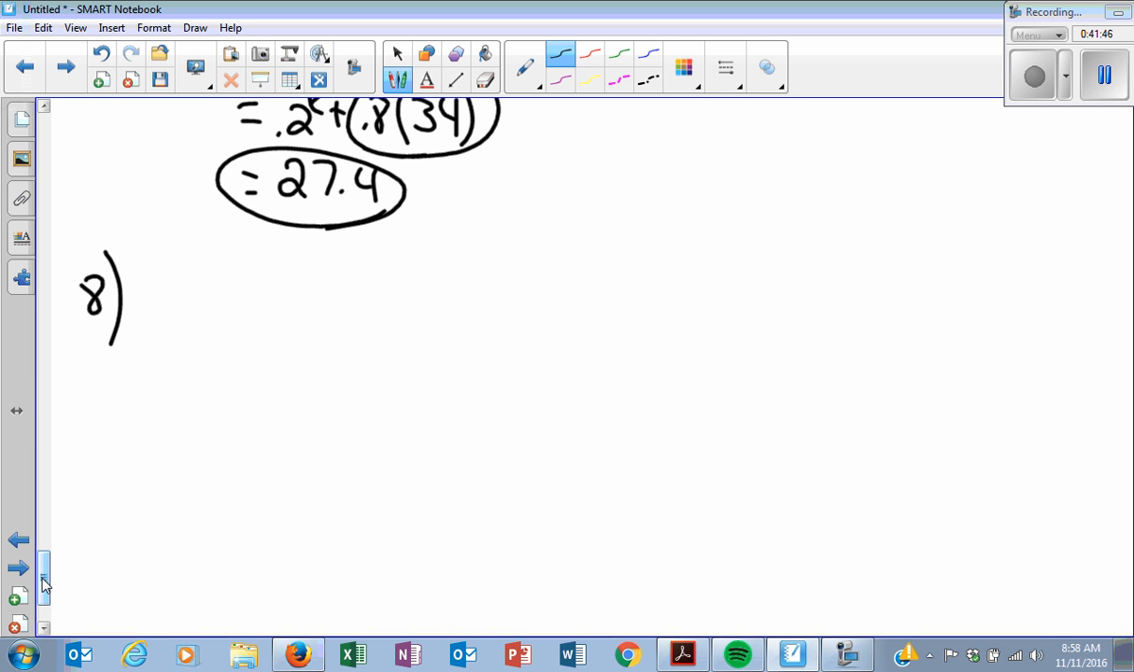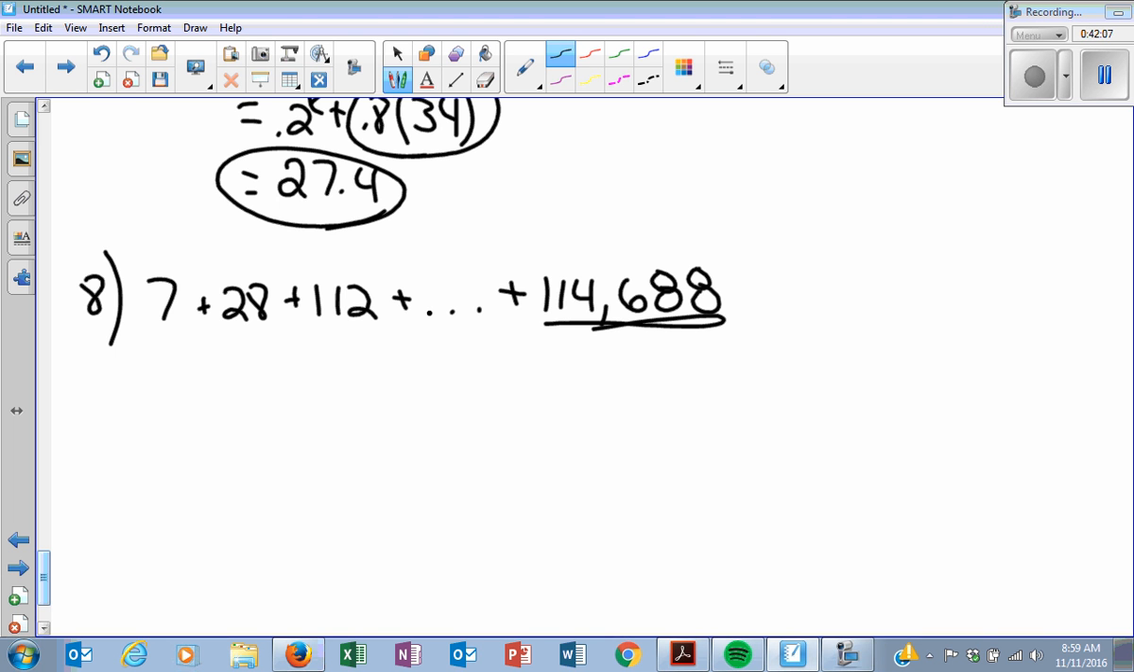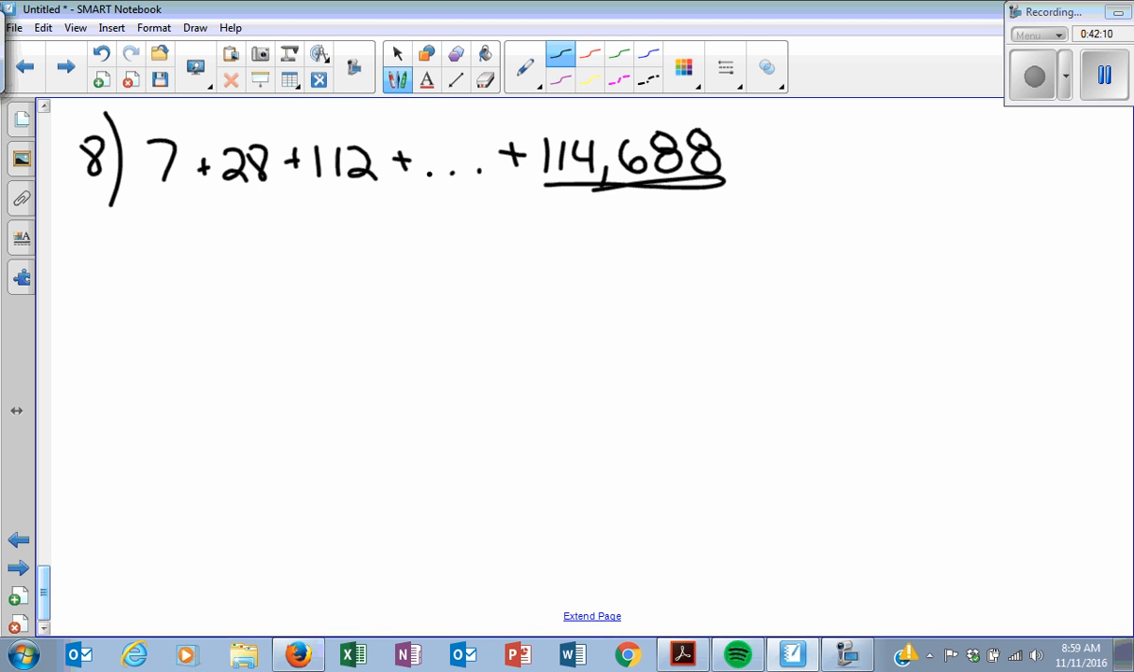So in number 8, they say, here's your series, 7 plus 28 plus 112 plus dot dot dot plus 114,680. Let's pretend I want to know what term number is that? How far is this out to? So here's what I would do. Because I know this is geometric, I'm going to use my geometric formula. If it was arithmetic, I would do the same thing, but I would use my arithmetic formula and I'd work backwards.